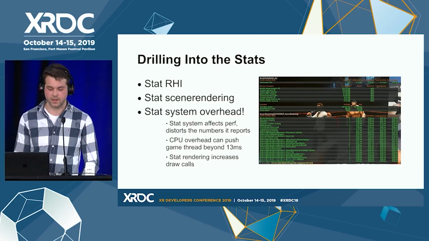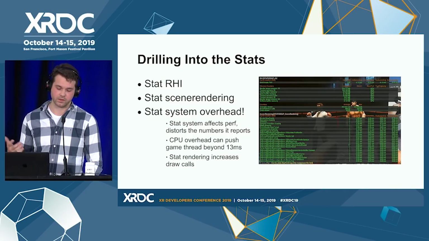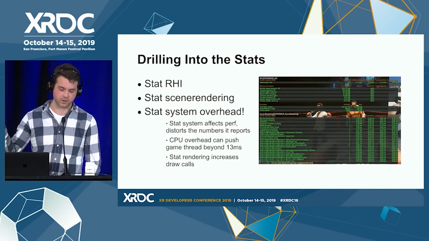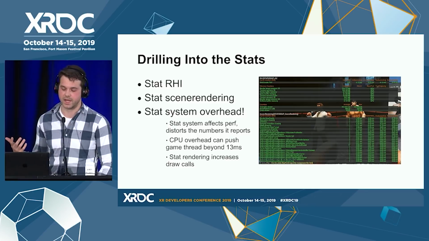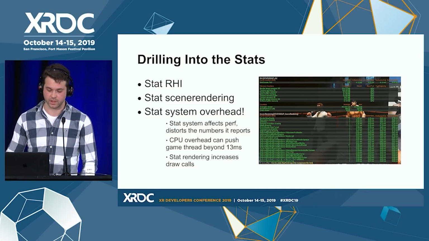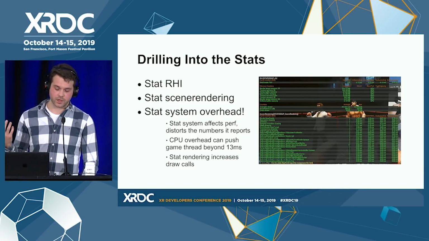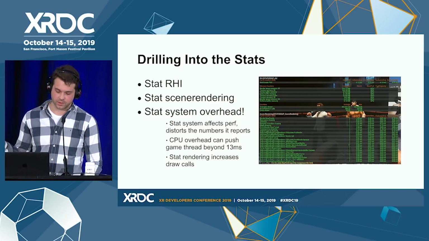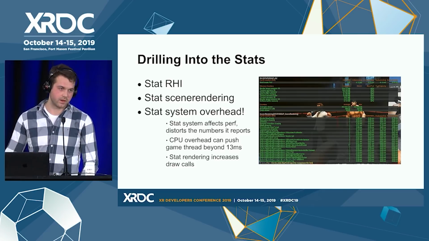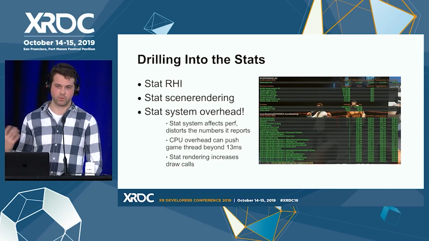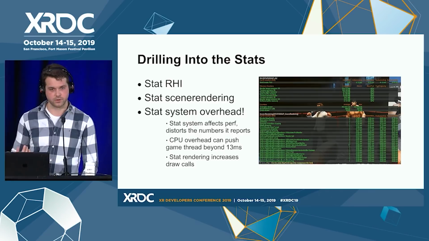Once you start isolating your general bottleneck, that's when you want to start drilling into the stats. Unreal has a pretty complex stat system. You type in stat, space, and the stat group name, so stat RHI, stat scene rendering. Those are standard, good examples of stats that give you an idea what's going on. Stat RHI, for example, will tell you how many draw calls you're doing and how much memory you have loaded for your GPU. Stat scene rendering lets you further drill into what your render thread is doing.